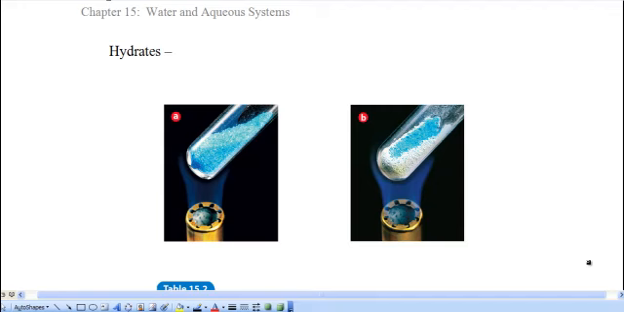And we're back and better than ever in 15-2, where we're still discussing homogeneous aqueous systems. In this podcast, we're going to take a look at hydrates, where a hydrate is a compound that has water trapped inside of the crystals themselves.